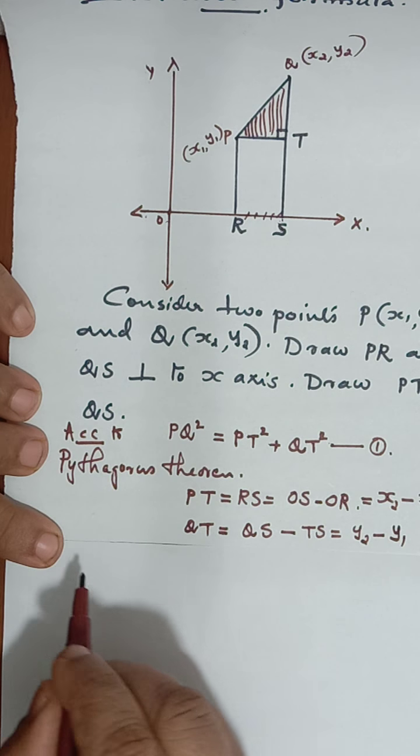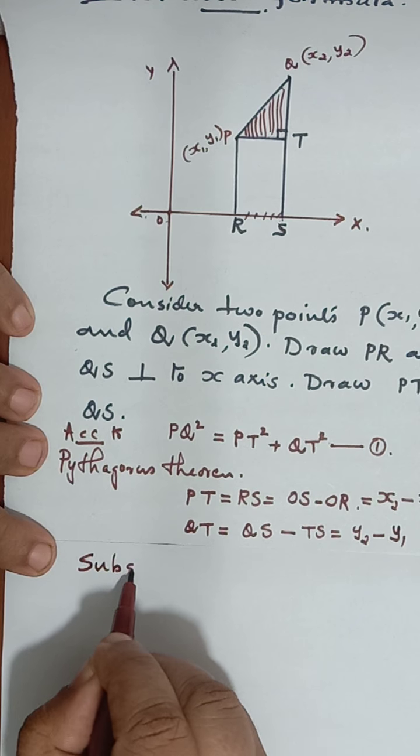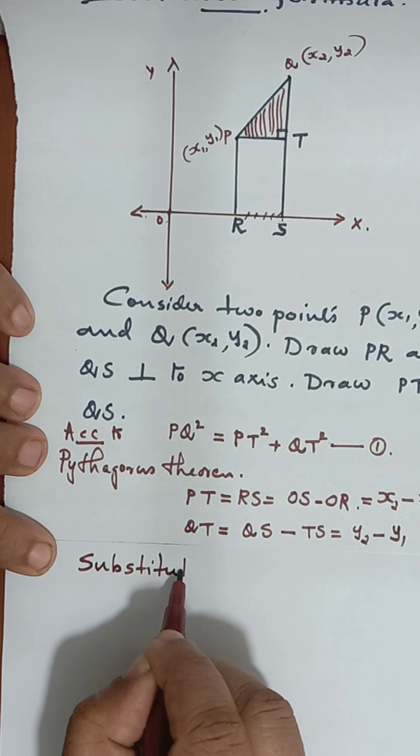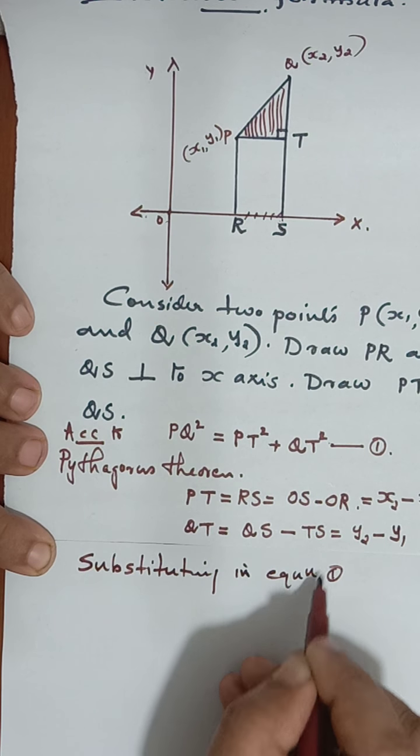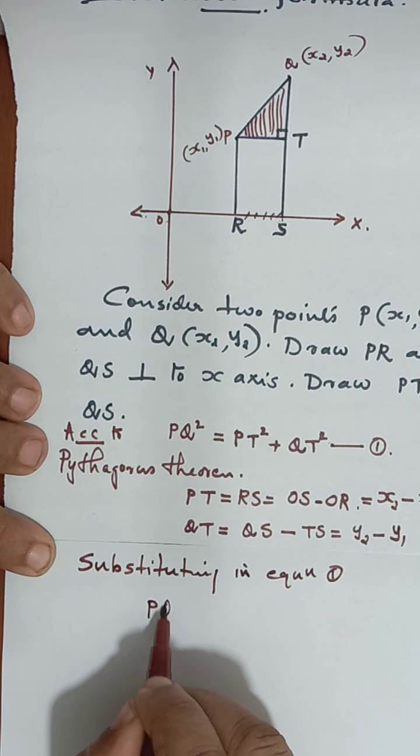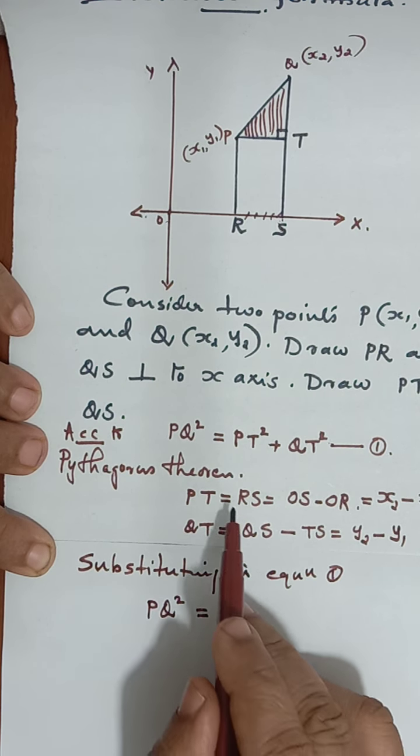So let us substitute in equation 1. We get PQ square is equal to PT square.